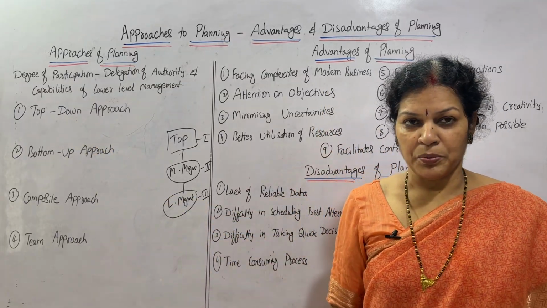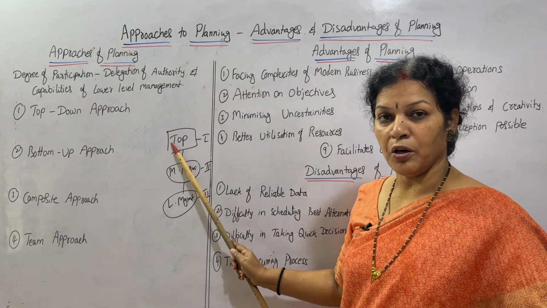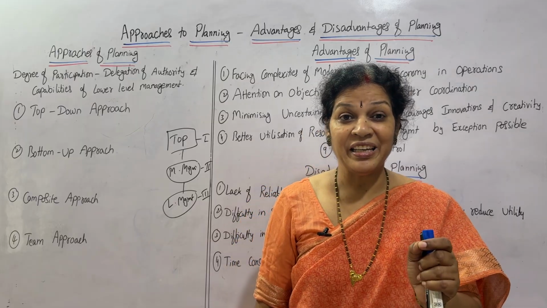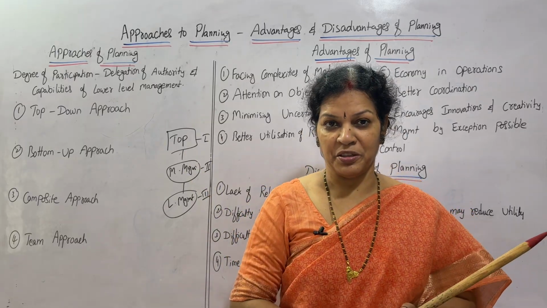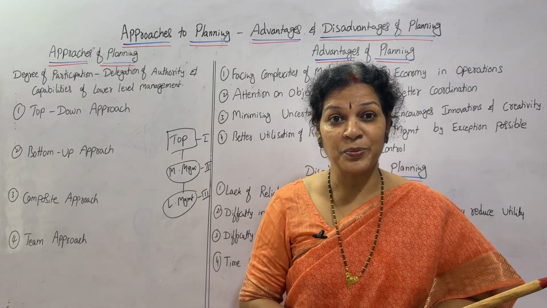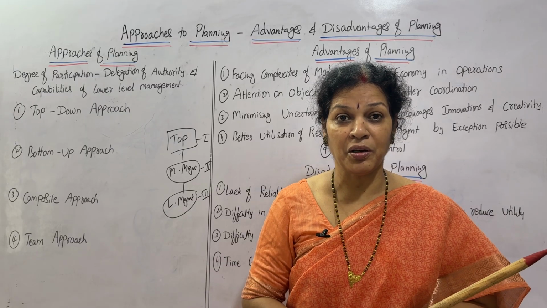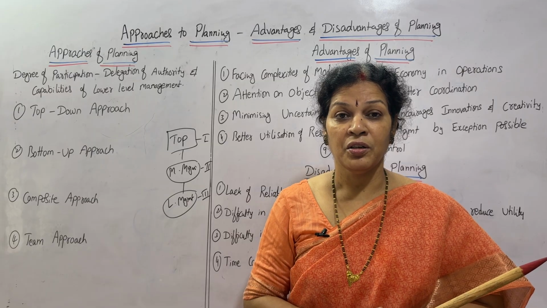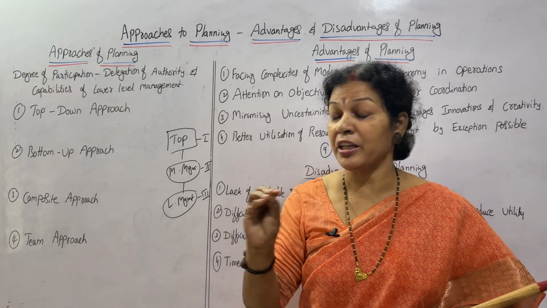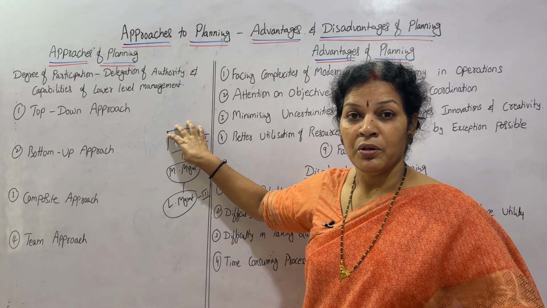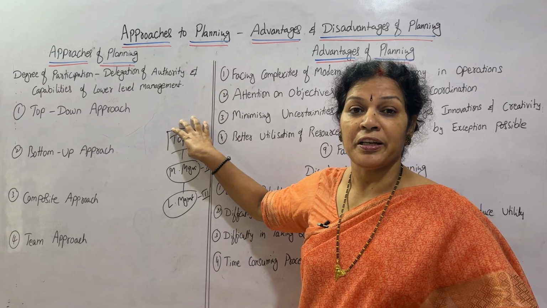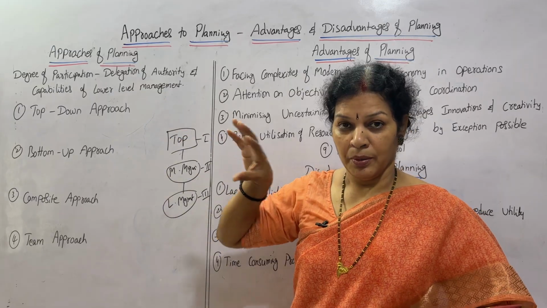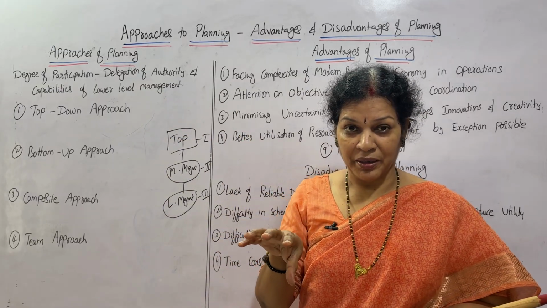Top down approach, first one. Top down approach means top to down, that is how it is going to be implemented. Planning is done by the top level management, who are experts, who are the chief executives of the organization, who are the board of directors, who have been given the top authority. These people are going to do the planning because they are experts. They have good knowledge, and with their knowledge they are going to make the planning.